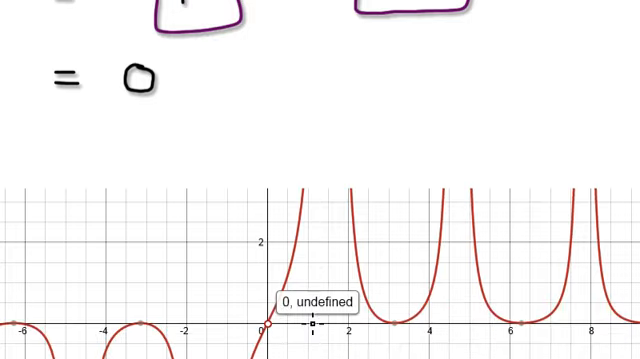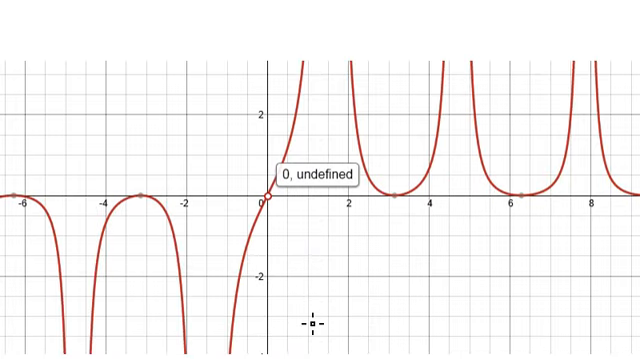Okay, so when you look at the graph, it will look like this. Dead on 0 here is undefined, but the limit as x tends to 0 is actually 0.